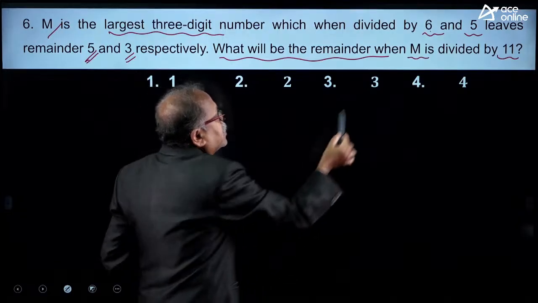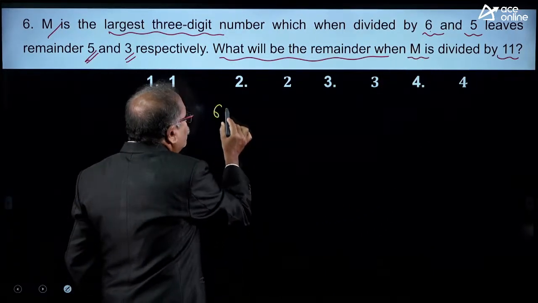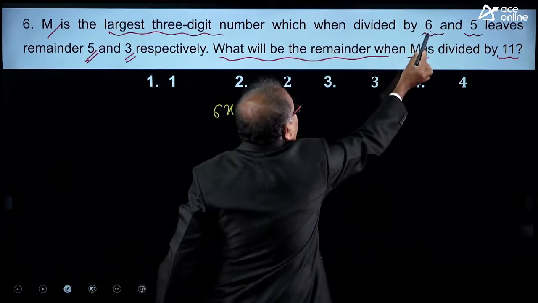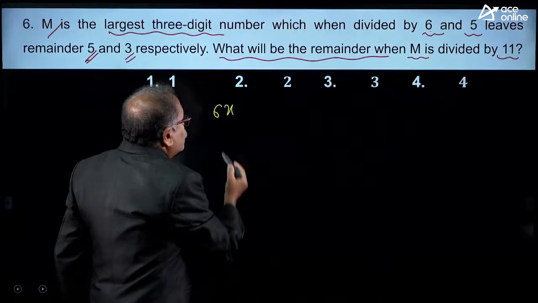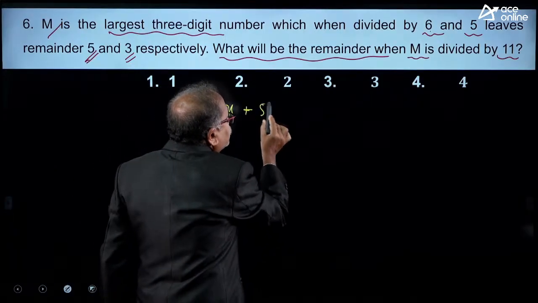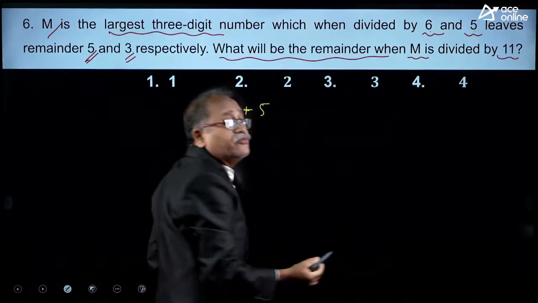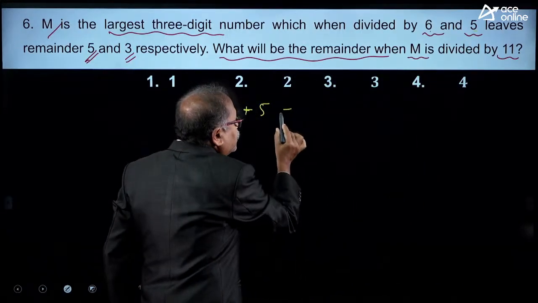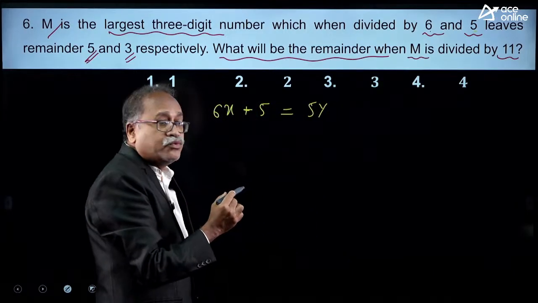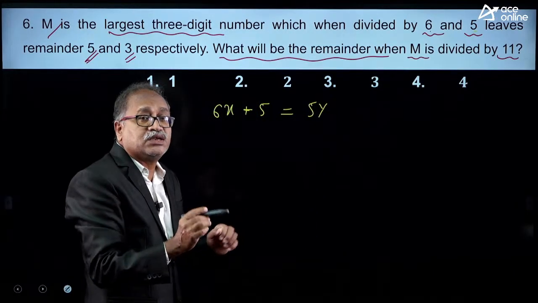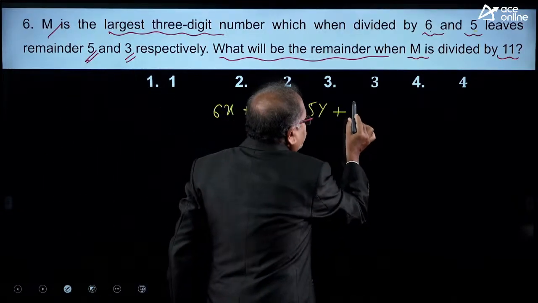So let's consider that the number is 6x. I will just give you the clue, 6x. When I divide by 6, I am getting the remainder of 5. So 6x plus 5 is that number, and the same number divided by 5, I will take that as 5y plus 3. So I need to find out x and y.